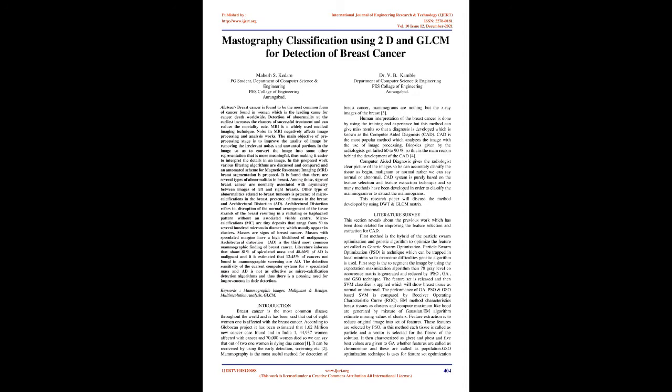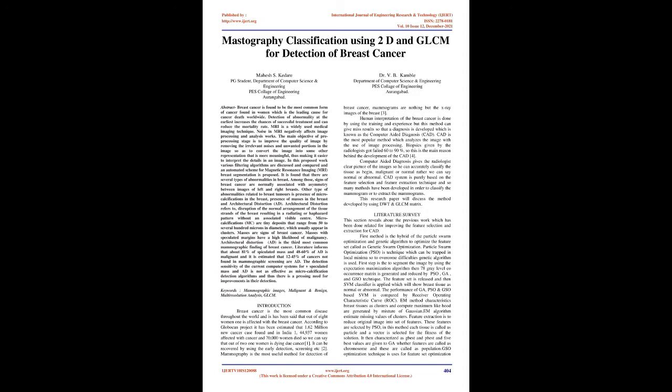MRI is a widely used medical imaging technique. Noise in MRI negatively affects image processing and analysis works. The main objective of the pre-processing stage is to improve the quality of the image by removing the irrelevant noises and unwanted portions in the image so as to convert the image into some other representation that is more meaningful, thus making it easier to interpret the details in an image. In this proposed work, various filtering algorithms are discussed and compared in an automated scheme for magnetic resonance imaging, MRI.